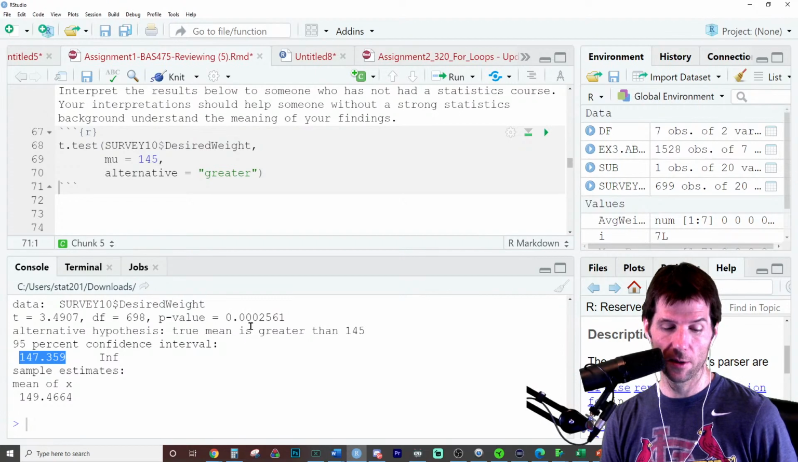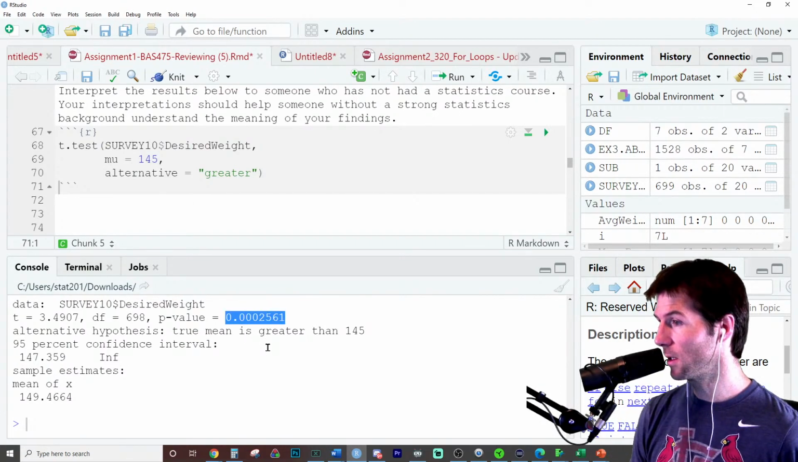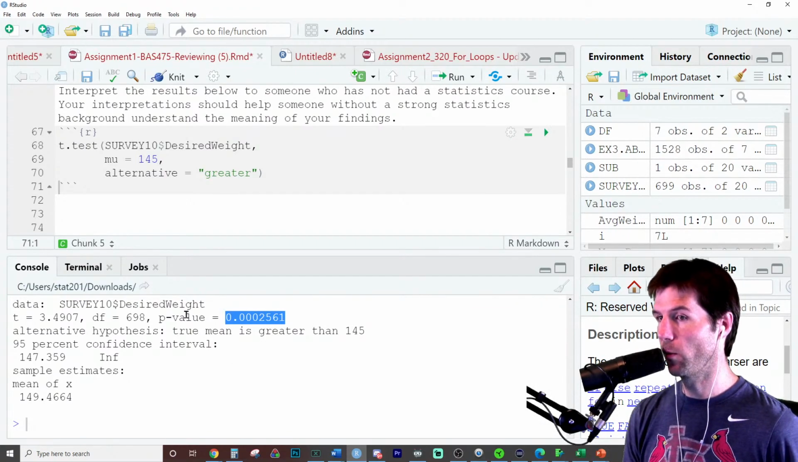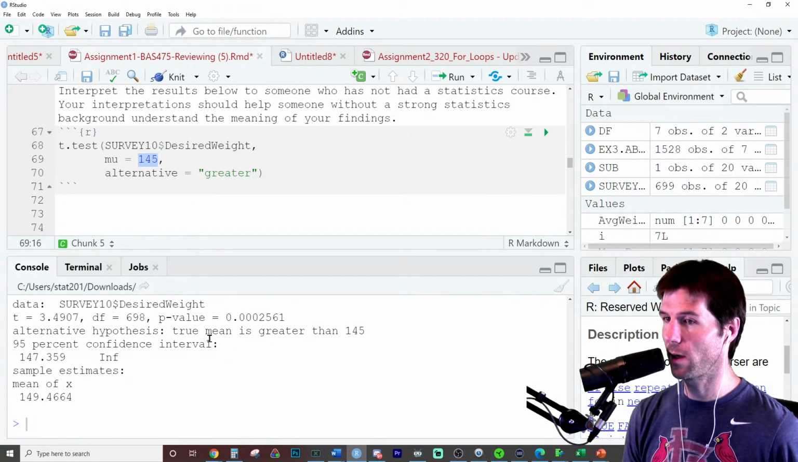But when we look at this, here's the t-test, which is very important. It's a test of a mean, and we're testing the value of 145. This is the tested value.